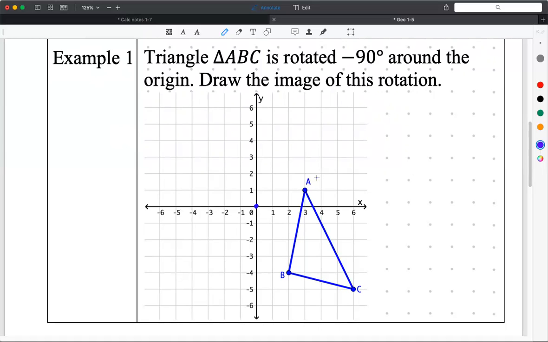Let's go ahead and label the coordinates here. A is at what, B is at what, C is at what. Can someone do all the coordinates for us real quick? Yeah, Wyatt? A is at 3, 1. B is at 2, -4.